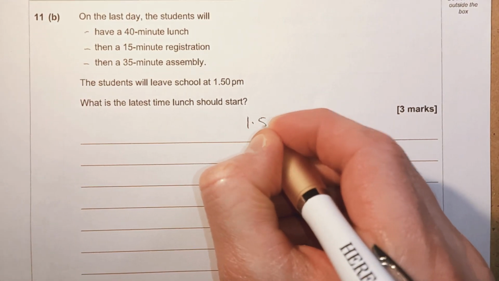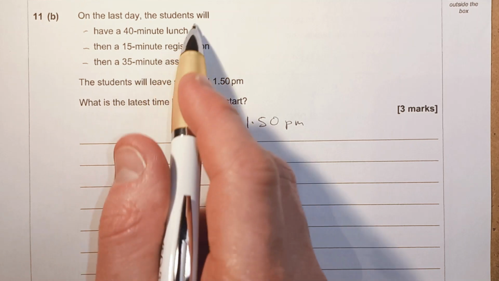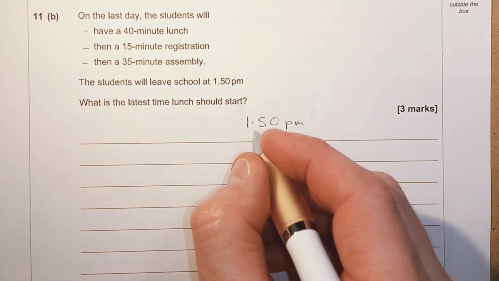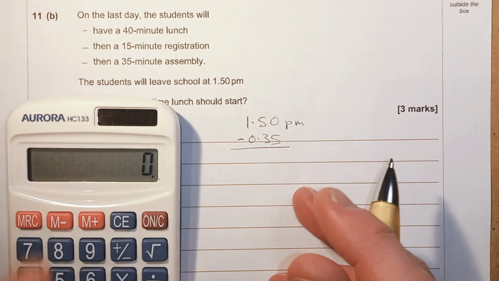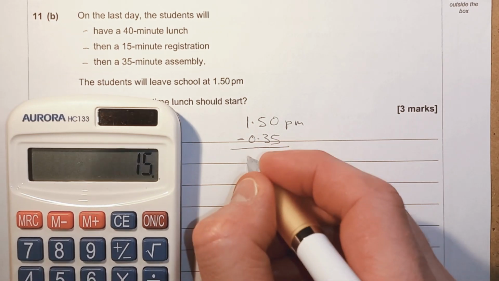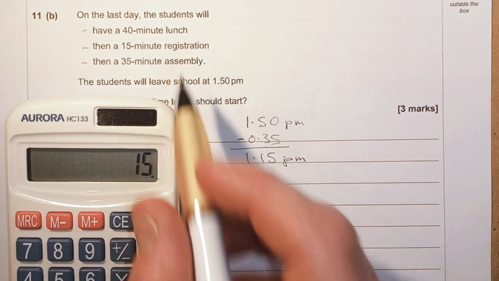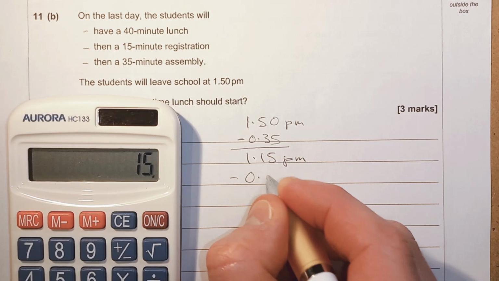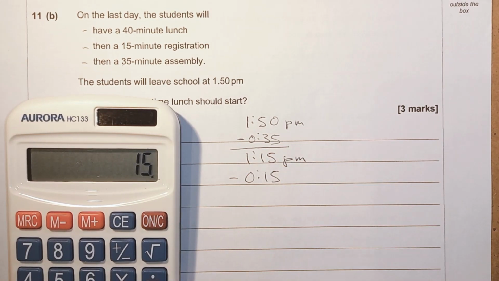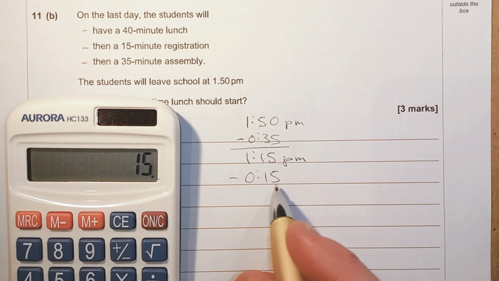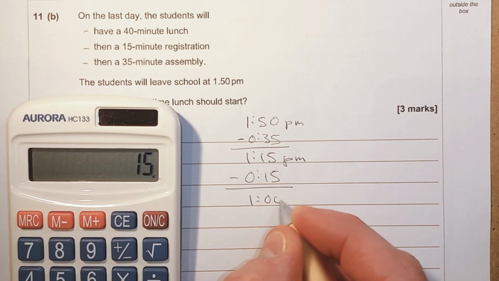So we're going to start at 1:50 p.m. So this is the leaving time. Imagine that they're leaving at the end of all of this. So working backwards, first of all, we want to take off 35 minutes. Okay, so 50 minus 35 is going to take us back to 1:15 p.m. Then we need to take off a 15-minute registration. So we're going to take off, and I shouldn't put it as point, I'm going to put 2 dots because this is time. So we've got 60 minutes in an hour, not 100. So taking the 15 off of that, that's going to bring it back to 1 p.m.